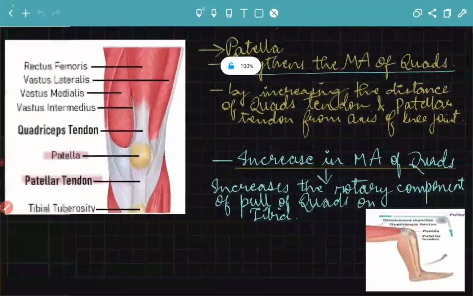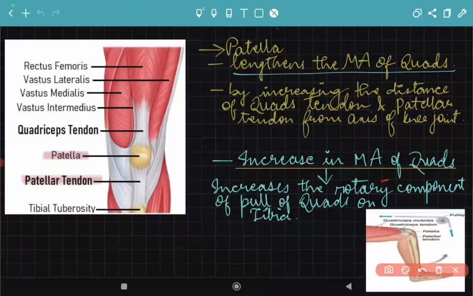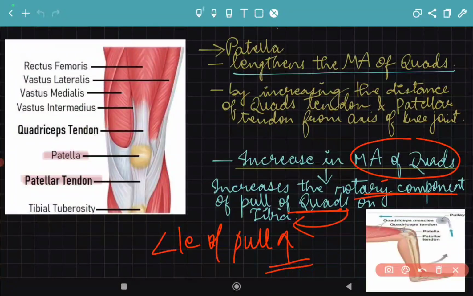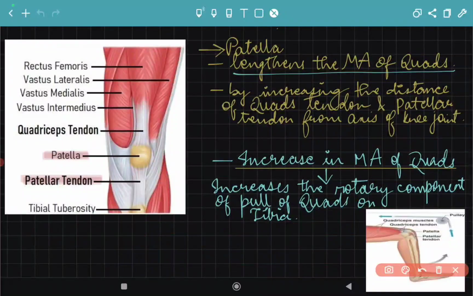This is very important to understand: an increase in the movement arm of the quadriceps muscle means that the rotary component of pull of the quadriceps on the tibia is increased. That is, the angle of pull of the quadriceps on the tibia will be increased. If this is the quadriceps muscle and this is the tibia, here is the tibial tuberosity. Because of the patella, the quadriceps tendon, which inserts over here, is again lengthened a little below, away from the axis of the knee joint, and hence the quadriceps has its insertion at the end at the tibia, because of which it can pull the tibia easily with more mechanical efficiency.